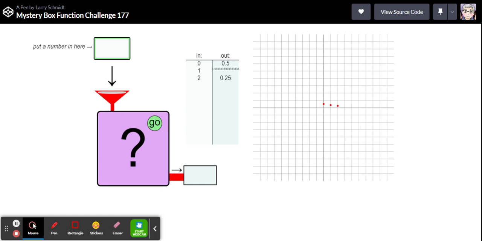Let's go further out. I'm going to put in a 7. Aha, so it looks like it might be approaching the x-axis asymptotically, like it's getting closer and closer to that place where y equals 0, but never touching it. Let's try some negative numbers.